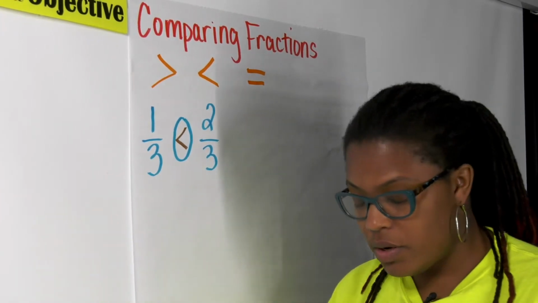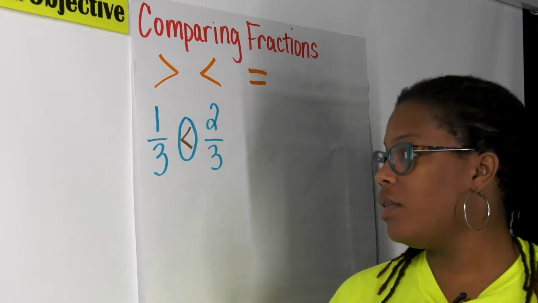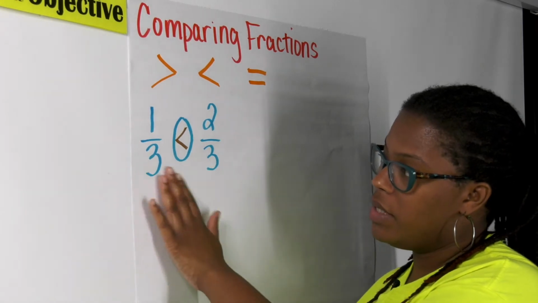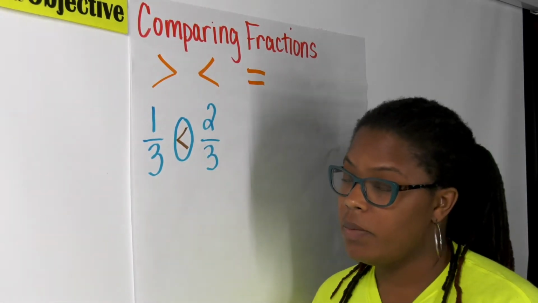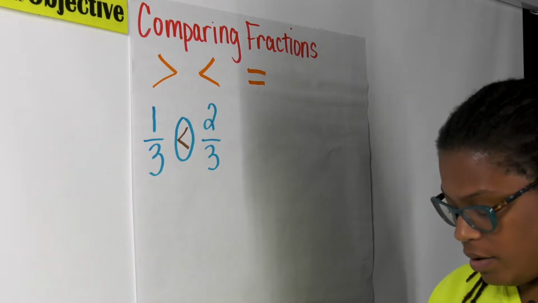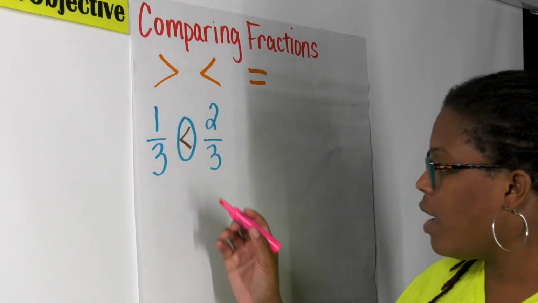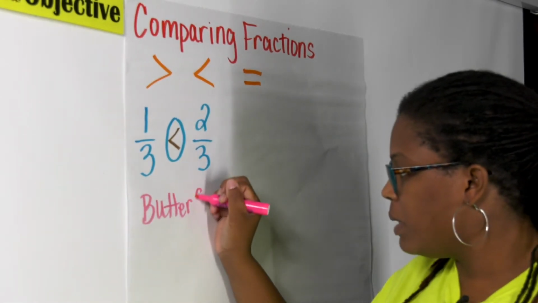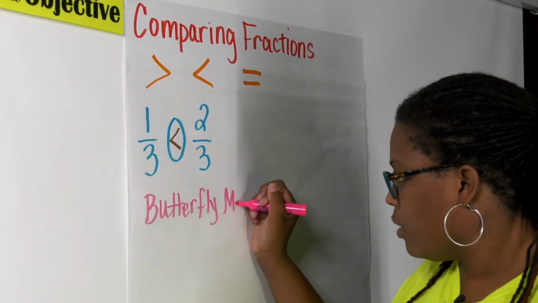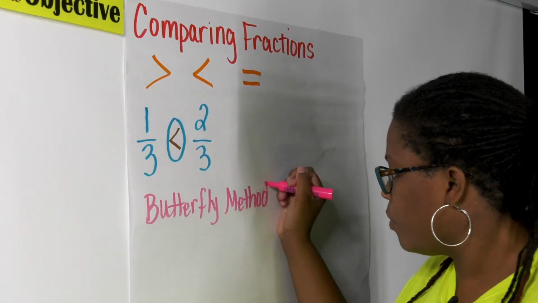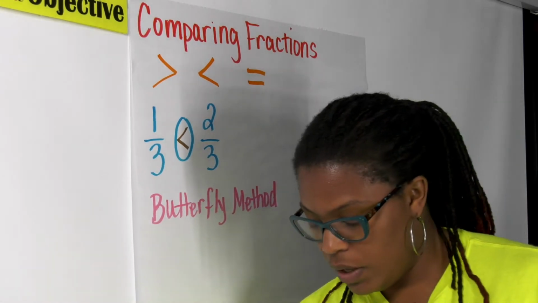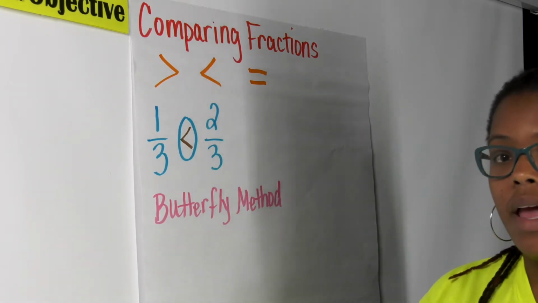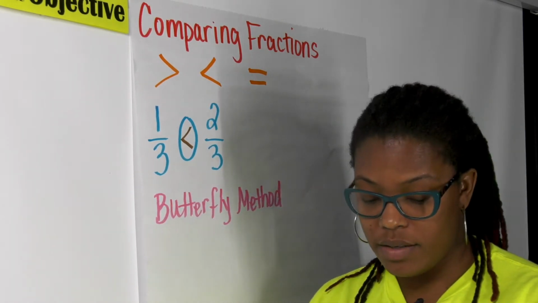So now we're going to focus on comparing fractions with different denominators, because this is pretty simple. When the denominators are the same, you look at your numerators and you compare them from left to right. So this is called, and I'm sure some of you probably have heard it, the butterfly method. Some people prefer not to use it, but it actually helps from time to time. Okay, so let's say we are comparing two fractions that have different denominators.